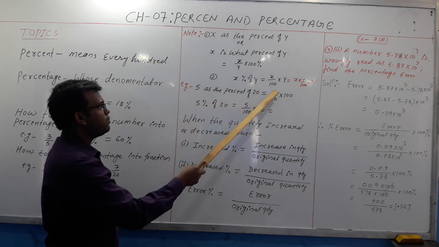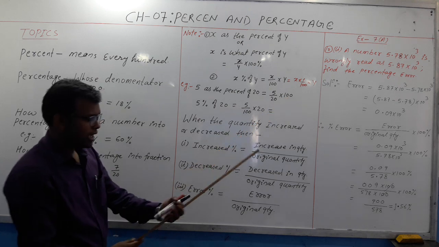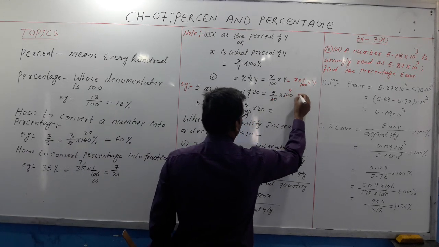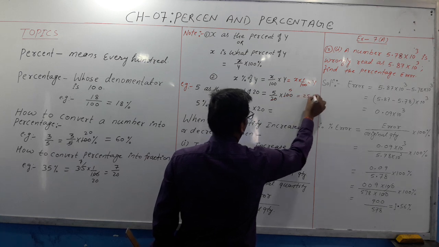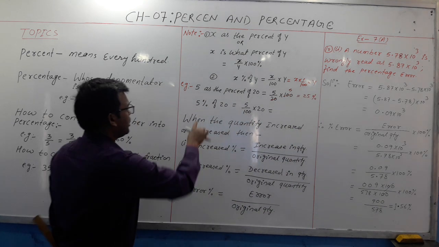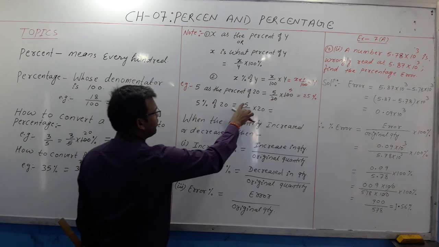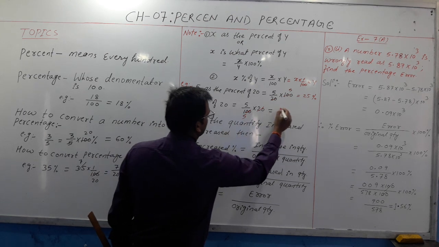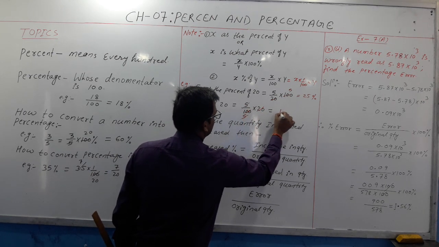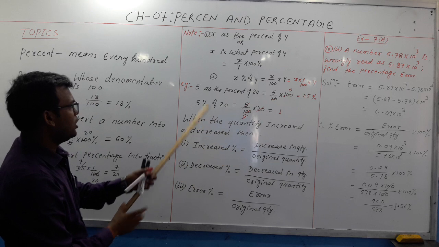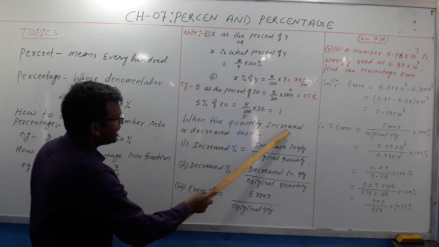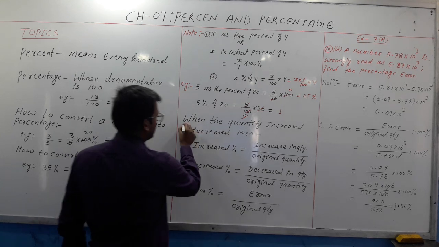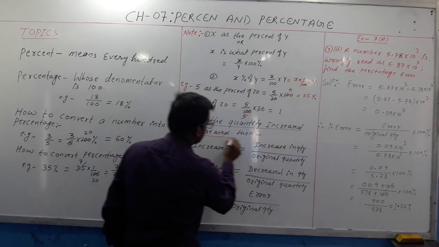Now see the example, 5 as the percent of 20. That means 5 by 20 into 100. Calculate it. So this will be 20 times 5, so this is equal to 125 percentage. Similarly, 5% of 20. That means 5 by 100 into 20. So 20 times 5, and 5 are cancelled, is equal to what? 1.